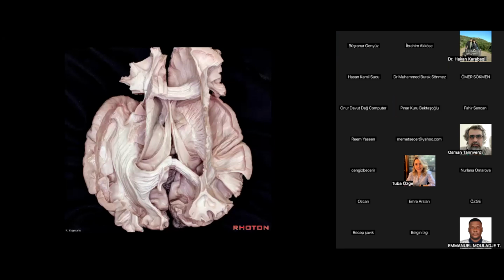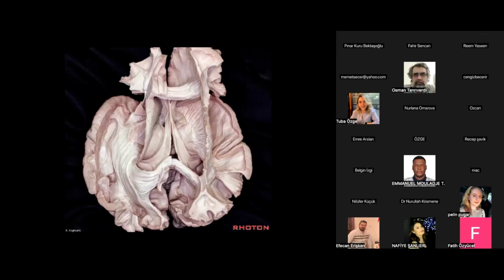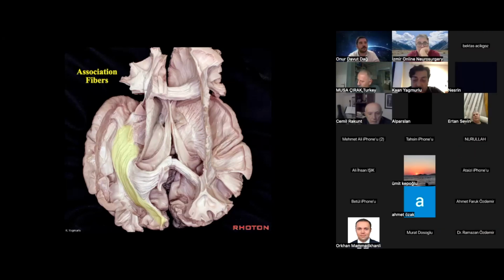So let's look at the fiber tracts. We have three types of fiber tracts. First, association fibers, which connect different regions in the same hemisphere. Then we have commissural fibers, which interconnect one side to the other side. The tumor likes these fibers to cross the midline. We see in the front the forceps minor from the corpus callosum, and the forceps major is in the back here.